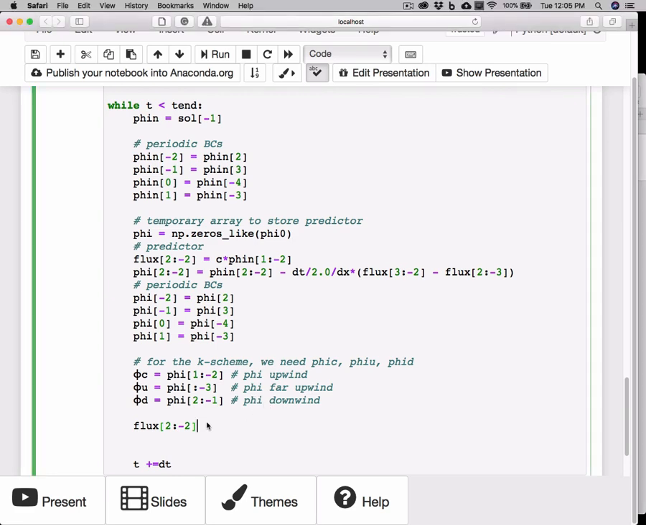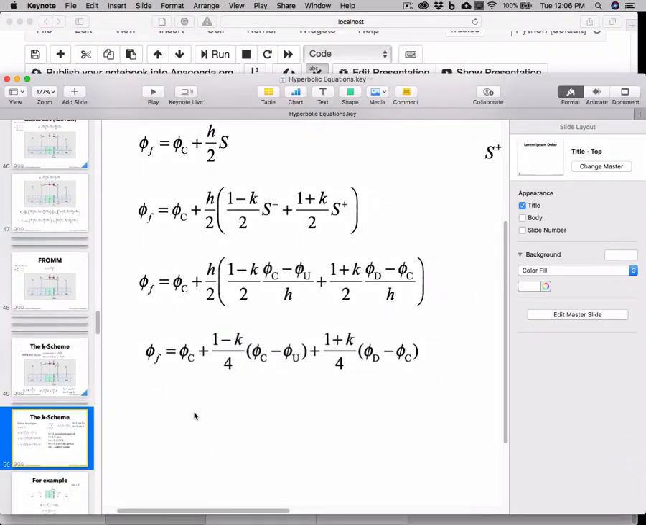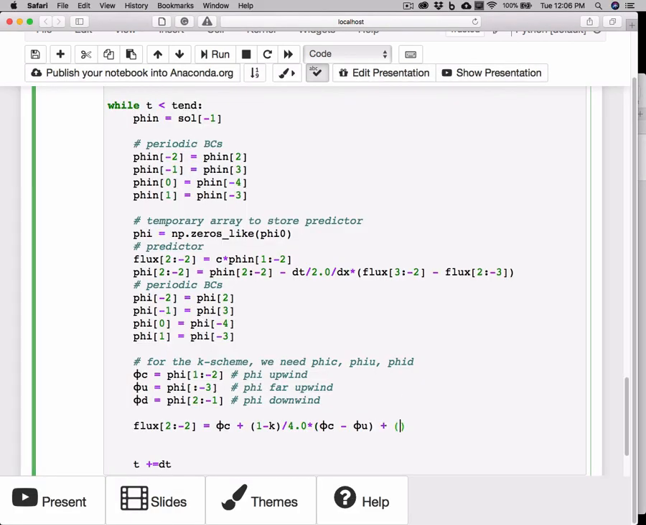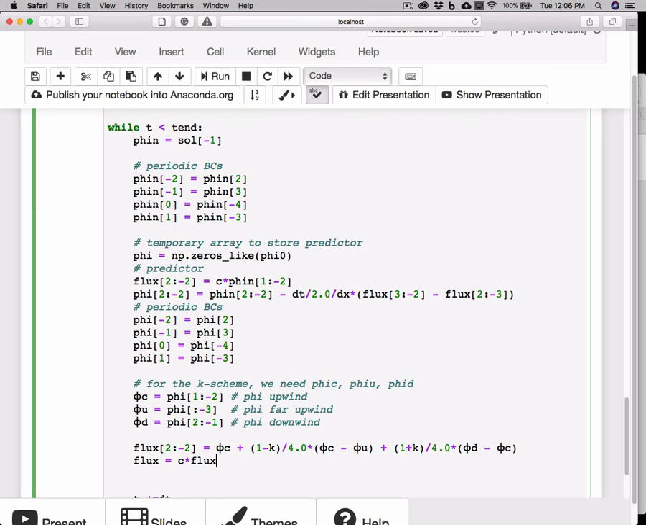Okay, so flux from 2 to minus 2 is phi. Copy this. Phi c plus 1 minus k over 4 times phi c minus phi upwind, right? Phi c minus phi plus 1 plus k over 4 phi d minus phi c. Okay, plus 1 plus k over 4 times phi d minus phi c. This is great. Now you need to multiply by the velocity, right?